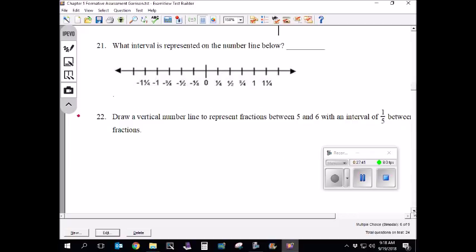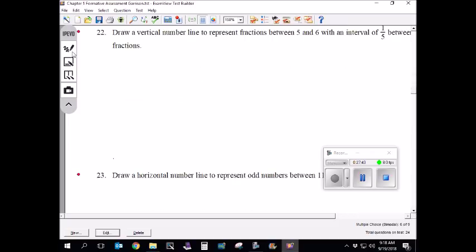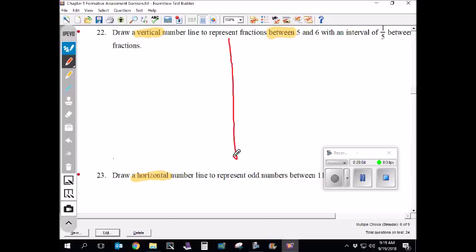All right. Let's go down here. Draw a vertical number line. So the key words here, first of all, draw a vertical. You got to know what vertical is. And you had to know what horizontal is for number 23. It says, draw a vertical number line to represent fractions between 5 and 6 with an interval of 1/5 between the fractions. Is between an important word? So, first of all, this is a vertical one. If you did one that was side to side, that's horizontal. You get it wrong. This is learning target number 2. Everybody got that?